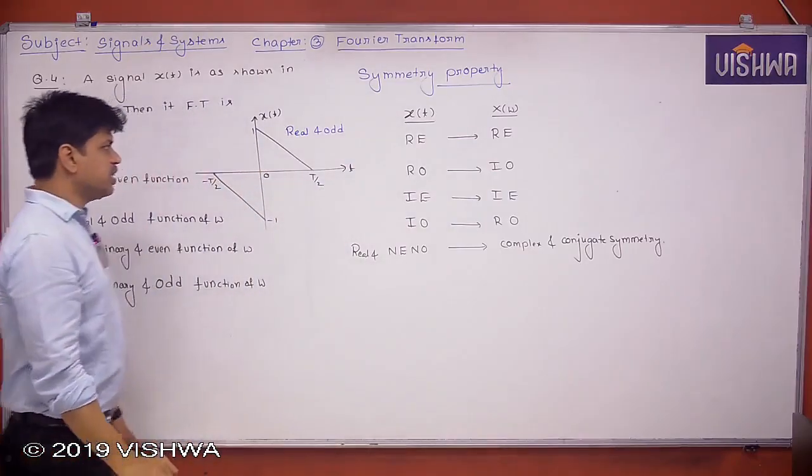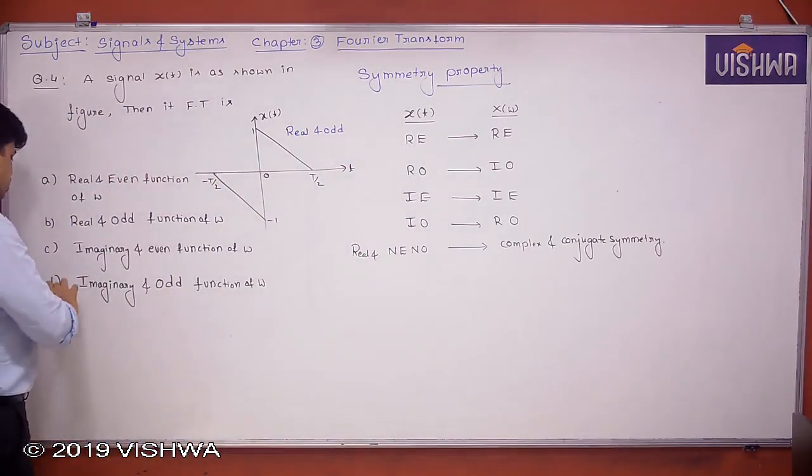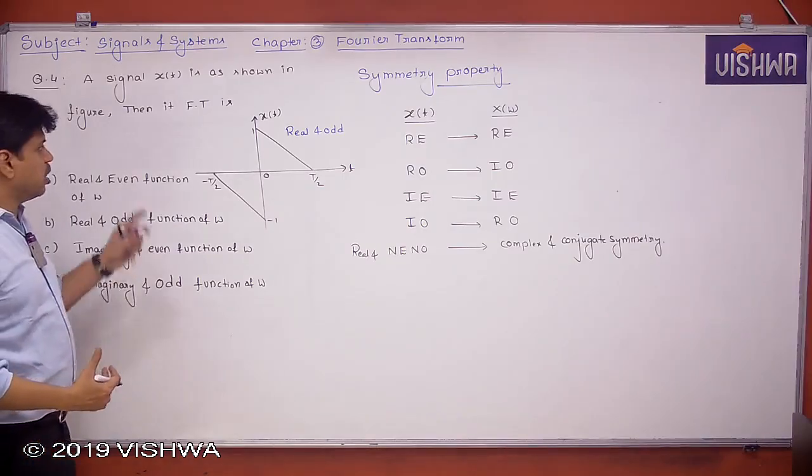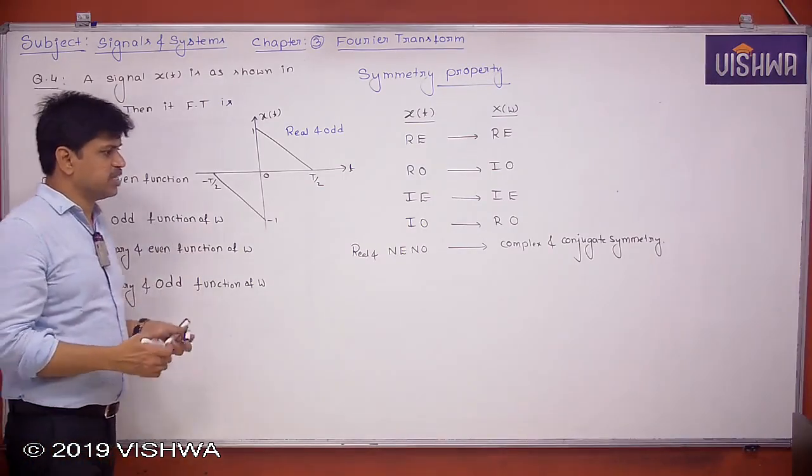If x of t is real and odd, X of omega is an imaginary and odd function of omega. So this is the way we have to say what is the nature of the Fourier transform. Take it.